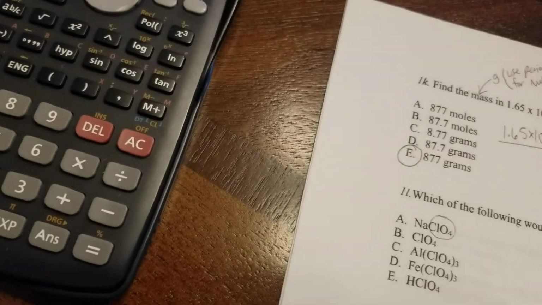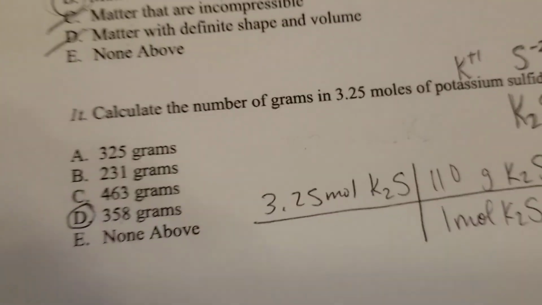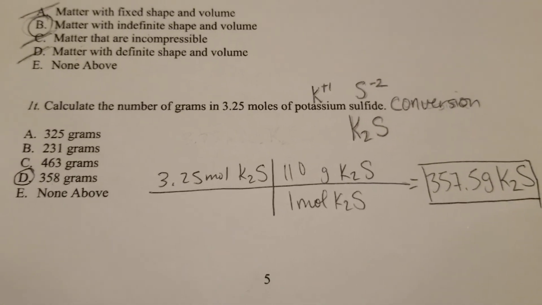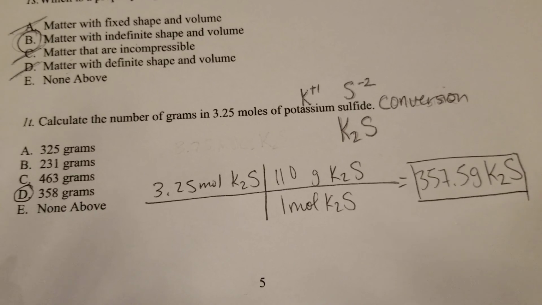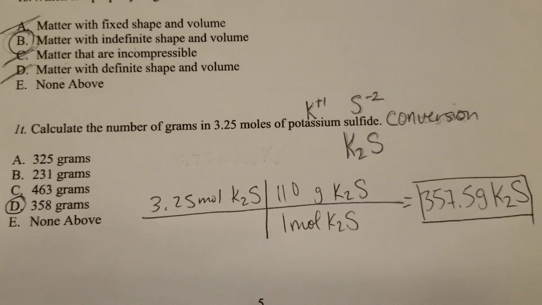Okay, 1K. I'm going to skip 1K for a second. I'm going to go to 1T. The reason I'm going to 1T is because it is also a one-step, just like the one we just did. This one's a little tiny bit more complicated, so we're going to talk about a couple things.